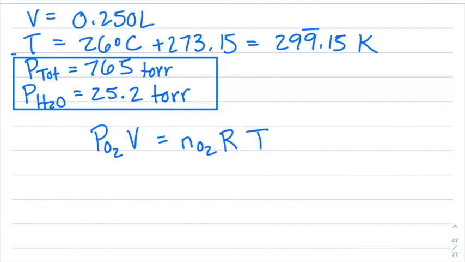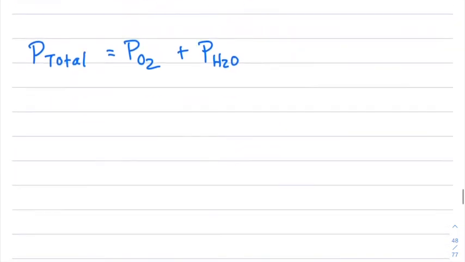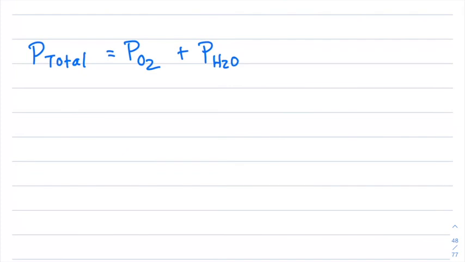All right, so what we know is that P total will equal the pressure from our oxygen plus the pressure from our water. Now I'm just going to solve this for the pressure of oxygen: the pressure of oxygen equals P total minus the pressure of the water. So I'm solving this out.